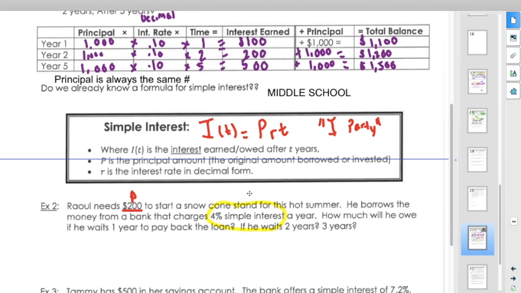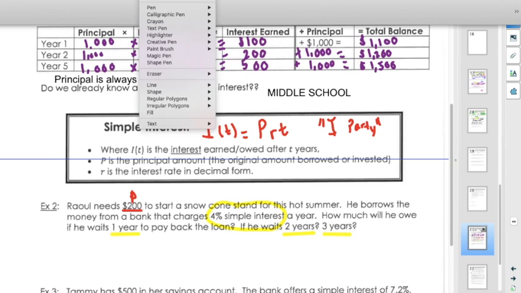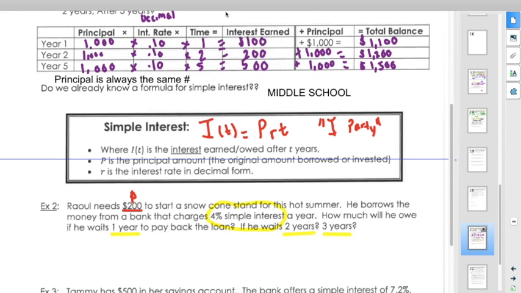How much will he owe if he waits 1 year to pay back the loan? What if he waits 2 years? What if he waits 3 years? So we actually have everything we need in order to solve this question.